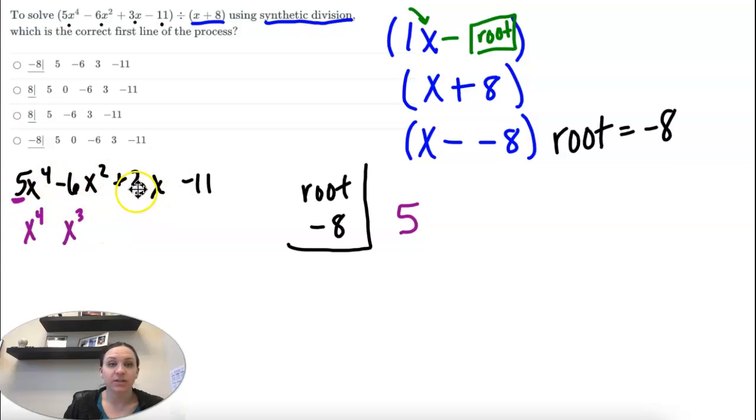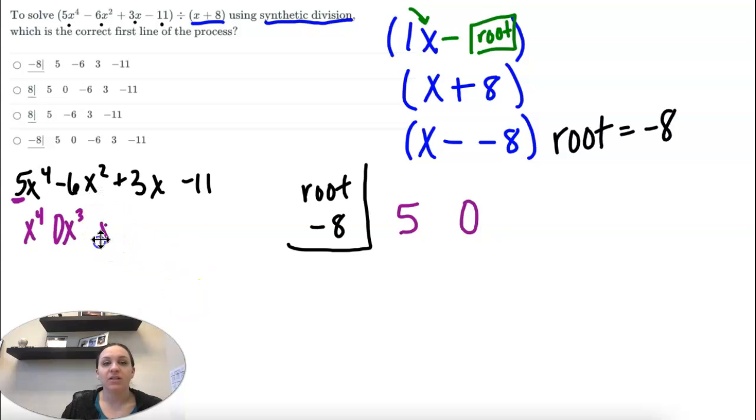Where is it? See how we go from 4 to 2? That means there's no x to the 3rd, there's 0. So we have to include that in there, even though it's not in our polynomial. You have to hit every degree of the x.